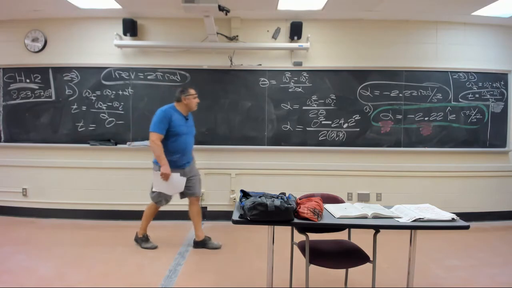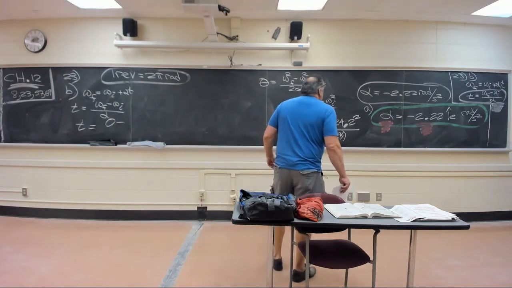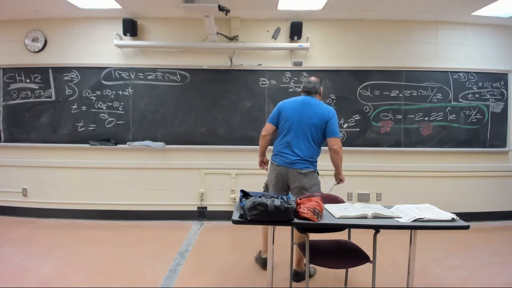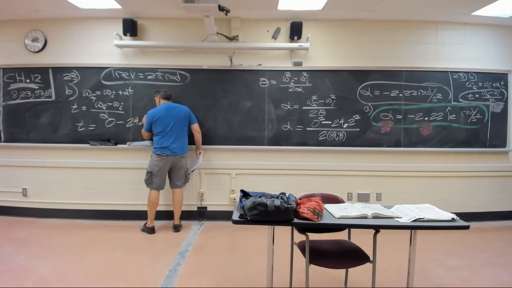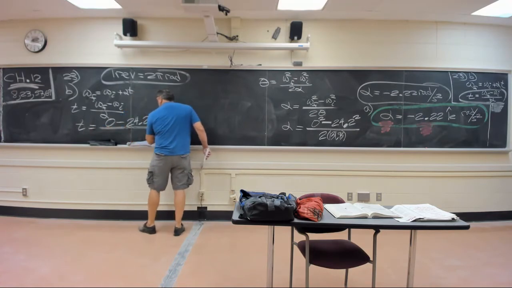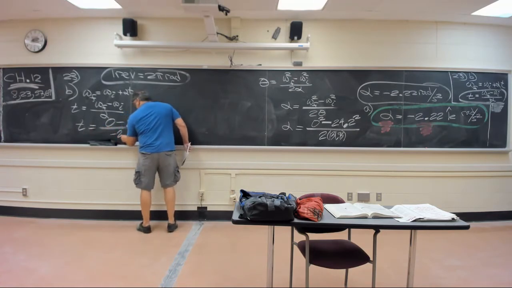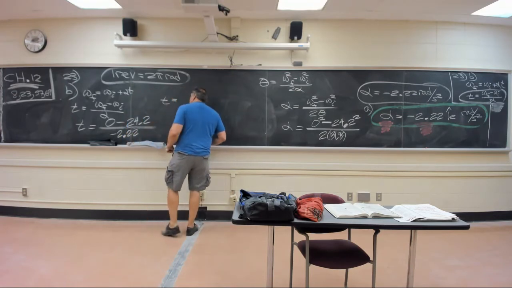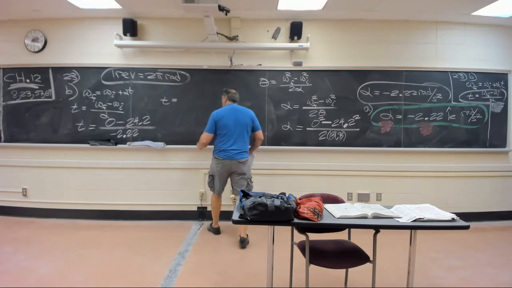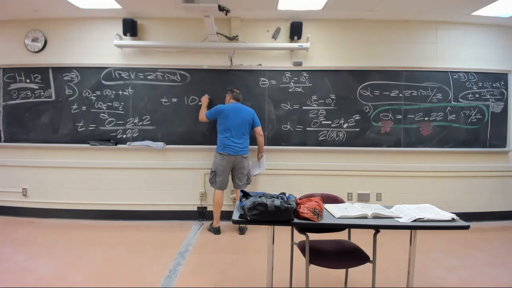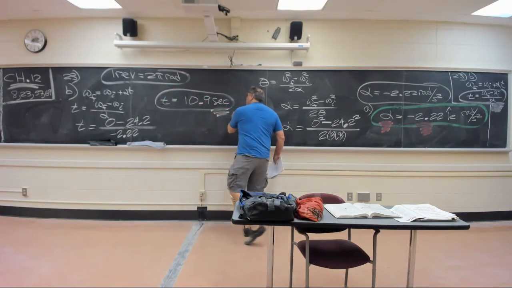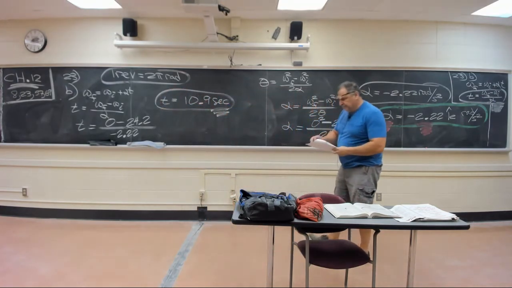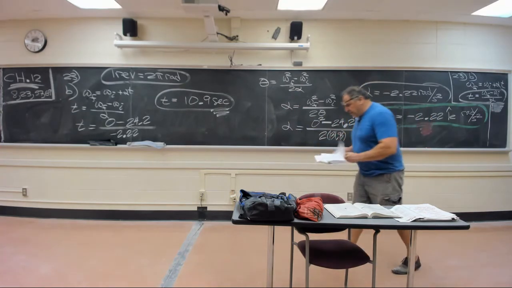Omega sub I is 24.2. This is negative 2.2. The rest is just pretty simple math, guys. So let's see what we got here. At the end of the day, 10.9 seconds, thereabouts. 10.9 seconds to solve this thing. All right, so that's 23.